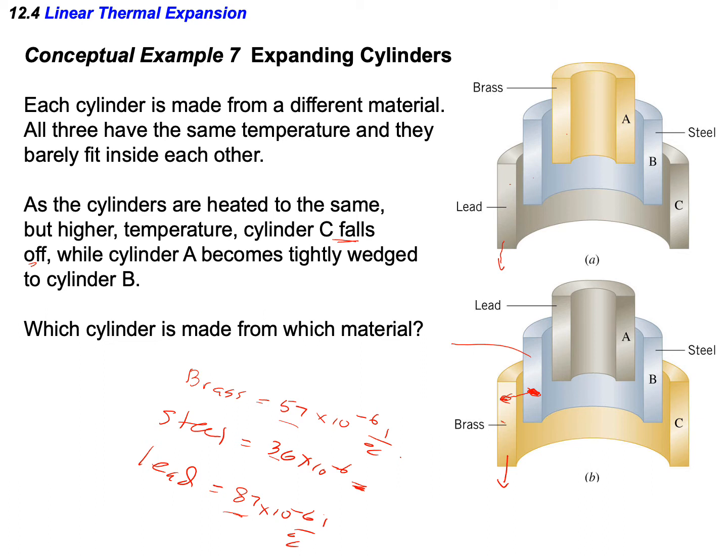And then in the second part it says cylinder A becomes tightly wedged to cylinder B. Which means the inner cylinder needs to have a higher coefficient compared to the outer cylinder. In this case, if you compare A and B, B needs to have a smaller coefficient compared to A. So if you have brass as the inner cylinder, which is A, then the outer cylinder should be steel. So A expands more than B, therefore A tightens onto B. And similarly, if A is made out of lead, which has a higher coefficient, then it expands more and it tightens onto B.